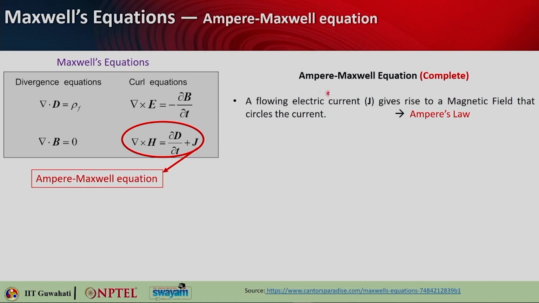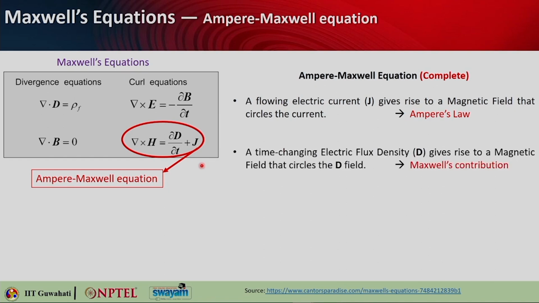So this is the Ampere-Maxwell equation in the complete form: a flowing current, that is J, gives rise to a magnetic field that circles the current, that is the pure Ampere's law. And then you also have a time changing electric flux density D, that also gives rise to a magnetic field that will circle the D field. So this is basically Maxwell's contribution. So you can write curl of H equals J plus JD, where JD is nothing but ∂D/∂t, or you can simply write this one.